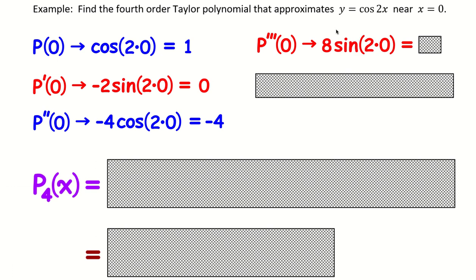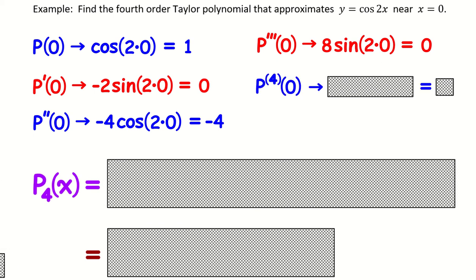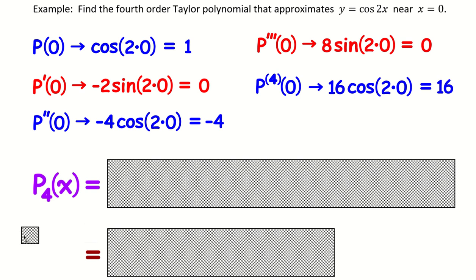Each time the chain rule is like having a times 2. Always times 2, so it's going from -2 to -4 to +8. And then when we take the derivative of 8 sine of 2x, there's going to be another chain rule that makes it into a 16 out in front. Okay, so this was just the polynomial.